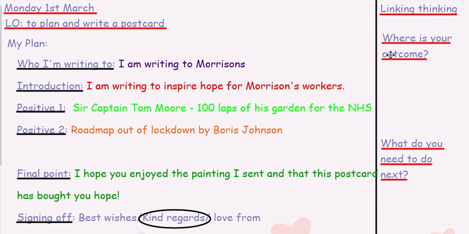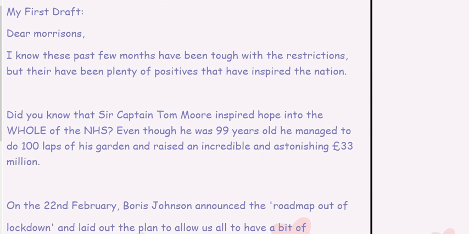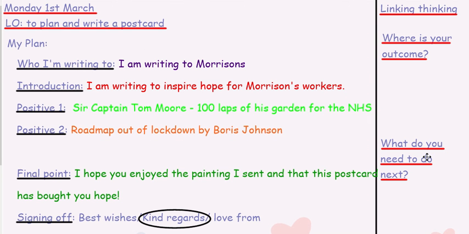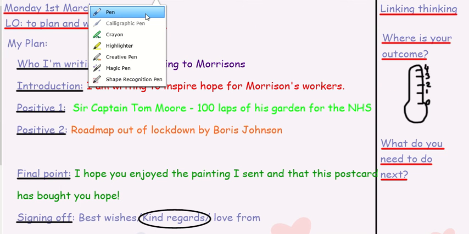If you're joining me for this section of the video, we're now going to have a little think about what we've managed to do today. You should have finished your plan, had a go at your first draft, and now you're ready to do your linking thinking column. Okay, let's have a look together. Again, we've got our thermometer here, so you need to think about where your outcome is.